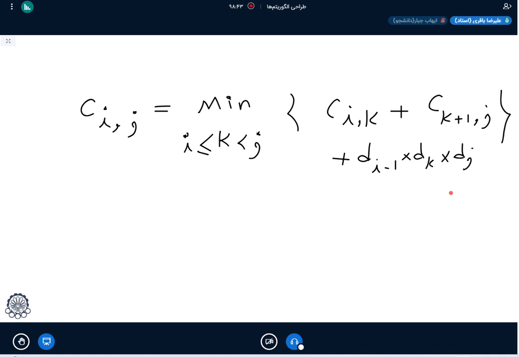This means that the last operation may be any of the multiplication operations. Any of the multiplication operations can be the last.